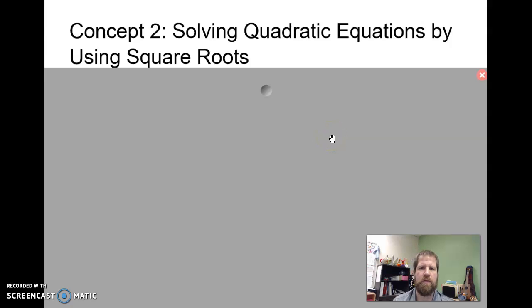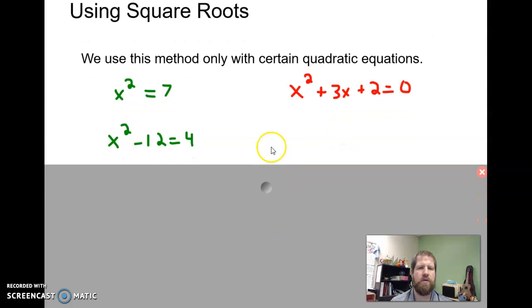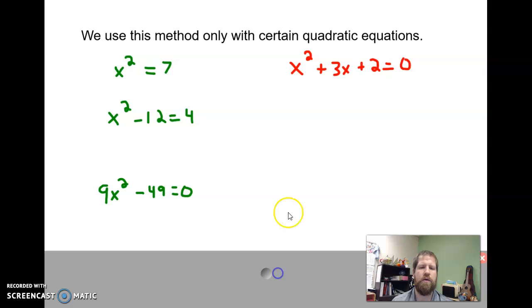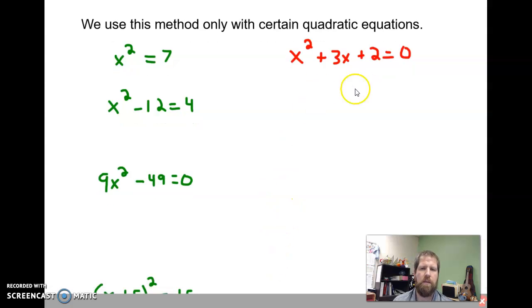Concept 2, solving quadratic equations using square roots. This method works in some situations, but there is a situation where we don't really want to use it. It's just going to be messy, or in some cases doesn't work at all. And that's really a pretty common one.